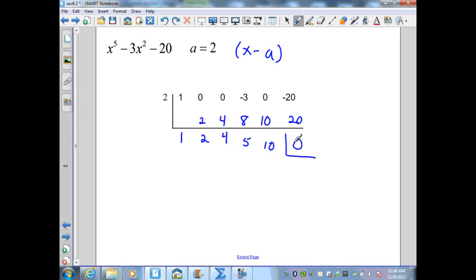Therefore, if I would substitute 2 into this expression, that would give me 2 to the 5th, which is 32. 2 squared is 4, times 3 is a negative 12, minus 20. That would give me 0. So again, I just verified my remainder theorem that if I would substitute 2 into my expression, I would have a value of 0. So here, my function, p of 2 equals 0.